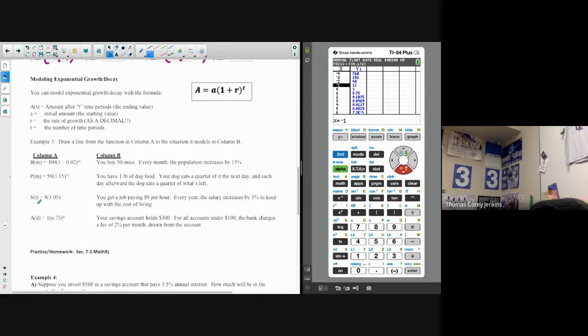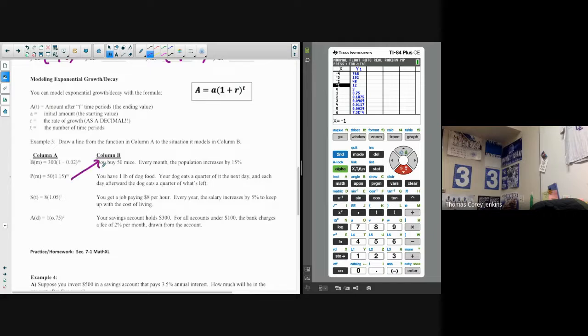Okay, so based on that information, let's try to match up a couple of these with their scenario. Okay, and obviously you'd be looking for key numbers here. But it says you buy 50 mice, that'd be your initial amount. Every month the population increases by 15%. All right, so initial amount is 50, or little a is 50, and my increase is 15%. So in the parentheses, I want 1 plus 0.15. So we're looking for one that says 50 times 1.15. So that would be this guy right here.